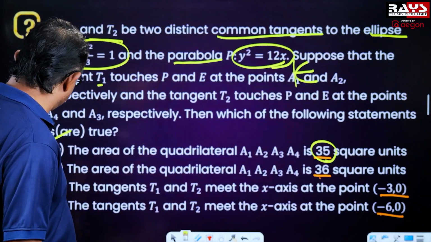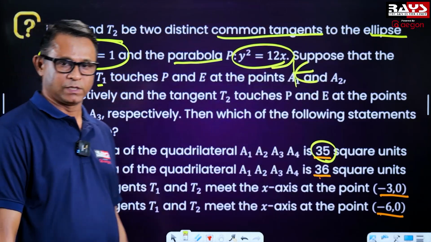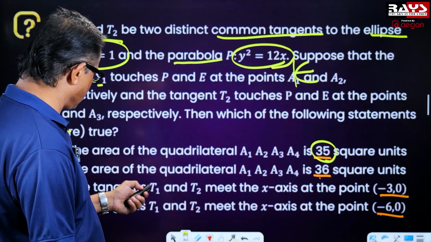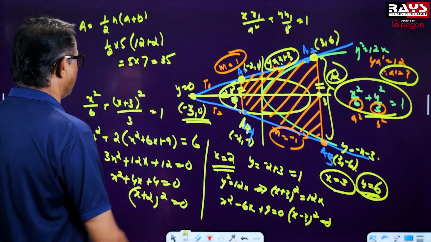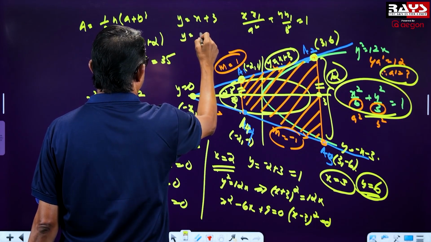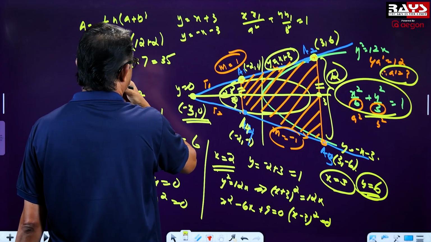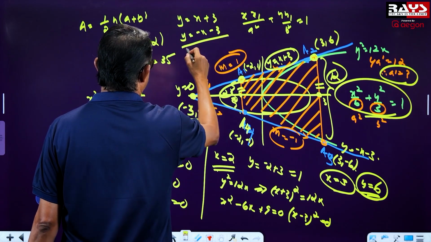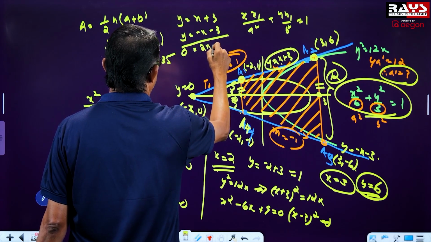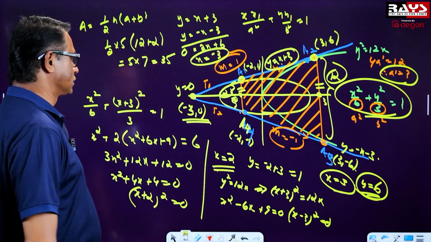Now we have to see which of C or D is correct. That means we have to find the point of intersection of both the tangents. The first tangent is y equal to x plus 3, and the second tangent is y equal to minus x minus 3. When you subtract, you will get 0 is equal to 2x plus 6. Therefore x is equal to minus 3.